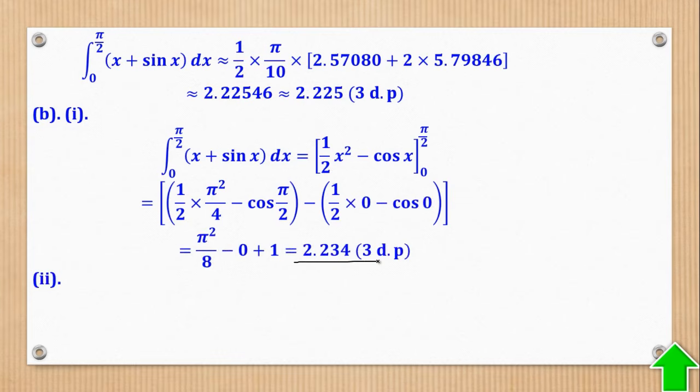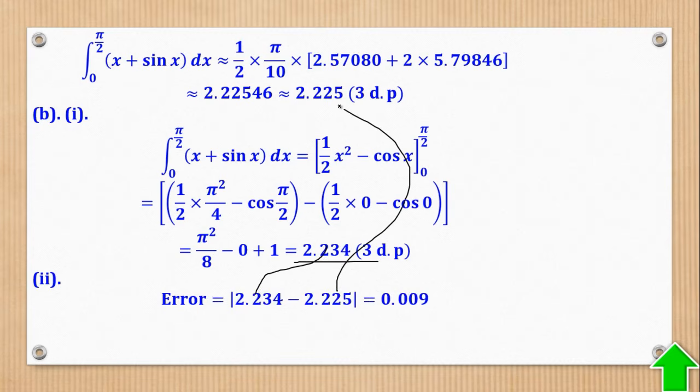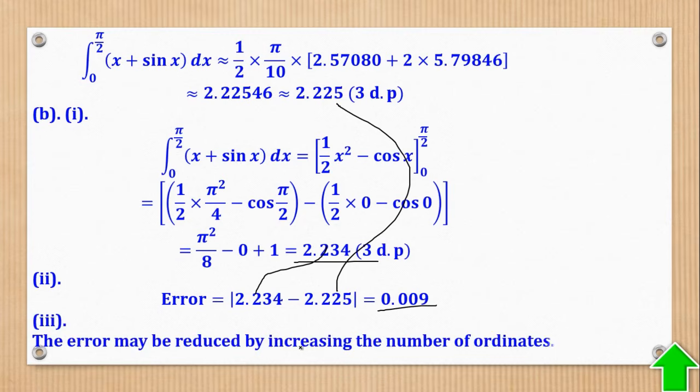Then Roman 2, they wanted the absolute error, so error is actual minus approximate. So actual is this, approximate is that. So come up with 0.009. Then lastly, they wanted you to state how the error may be reduced. So it may be reduced by increasing the number of ordinates. So the question talked about ordinates, that's why you are using the word ordinates there.